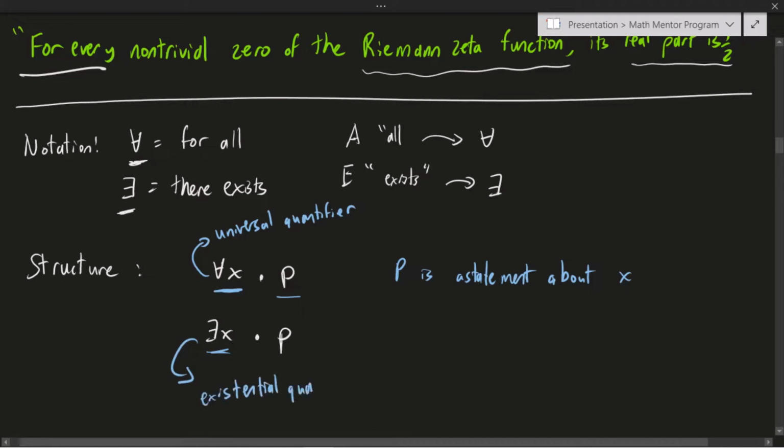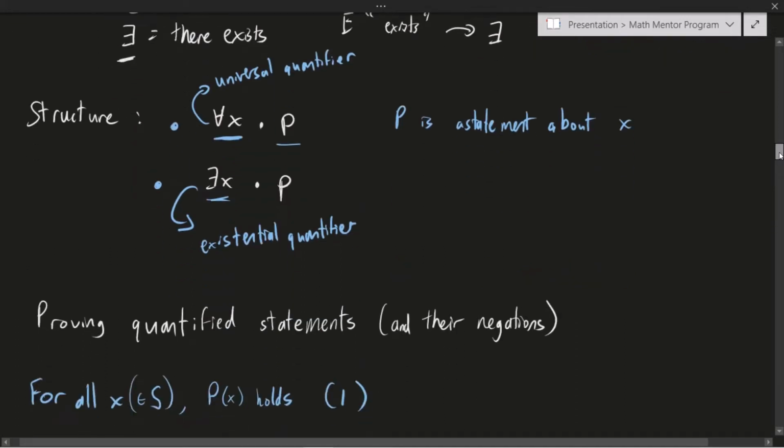So a quantifier just tells you how many things your statement applies to. In the first case, you want it to apply to all of them. In the second case, you just want it to apply to at least one. It could apply to multiple, but it should apply to at least one. Okay, all right, so I think that's all I wanted to say about that.